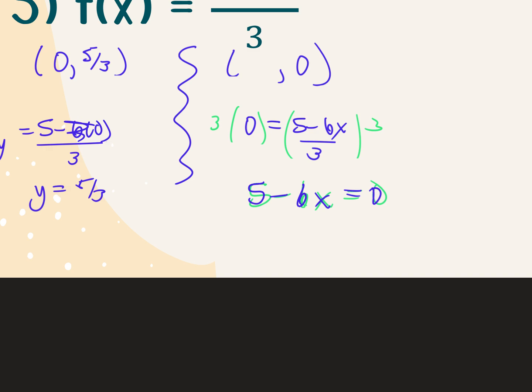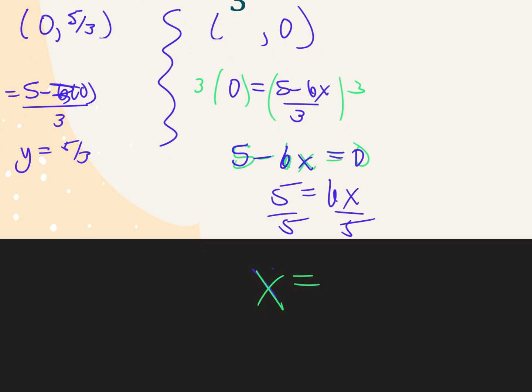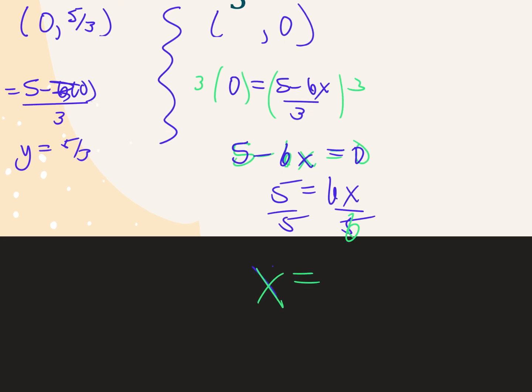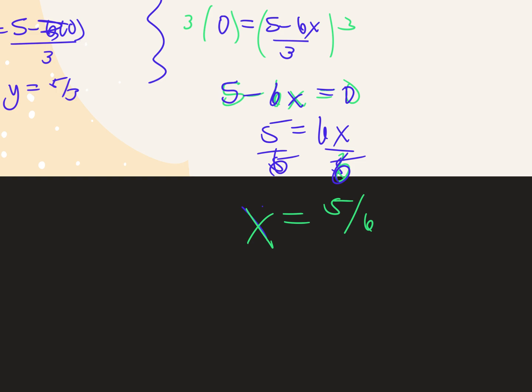Subtract the 5, okay. You want to add the 6, either way. 5 equals 6x. Then I do what to both sides? Divide by 5. So x equals, I divide by 6, sorry. What does x equal here? 5 over 6. So how do I write that as an ordered pair? 5 over 6, comma, 0.